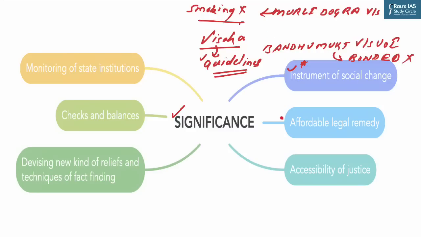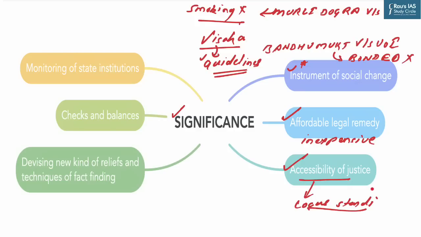Another important significance is that it provides an option of affordable legal remedy. In PIL, a vigilant citizen of the country can find an inexpensive legal remedy because there is only a nominal fixed court fee involved. PIL has also provided for accessibility of justice. This is done by relaxing the traditional rule of locus standi. So now any public spirited citizen or social action group can approach the court on behalf of the oppressed classes.